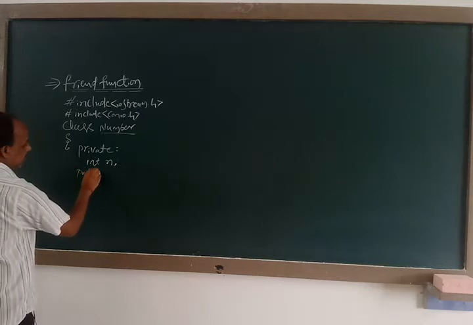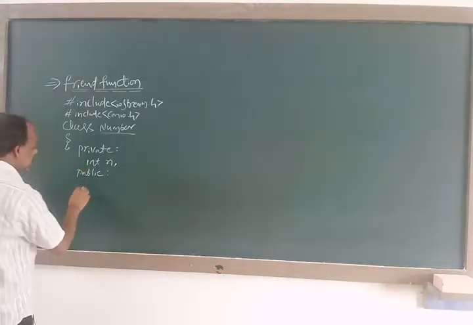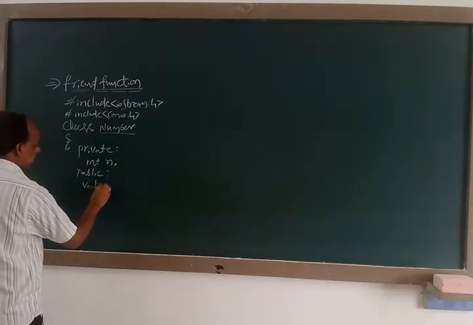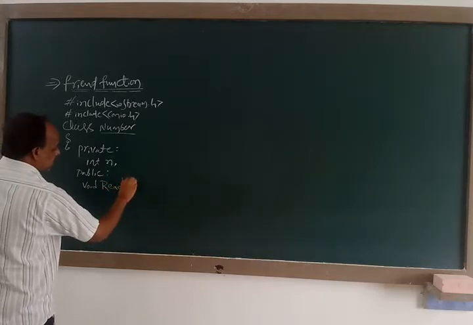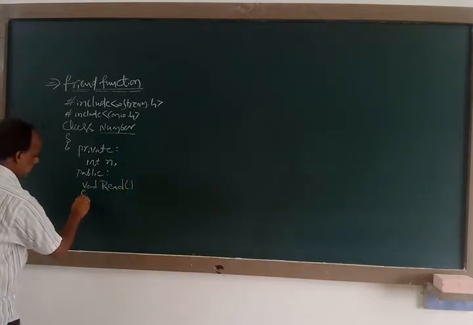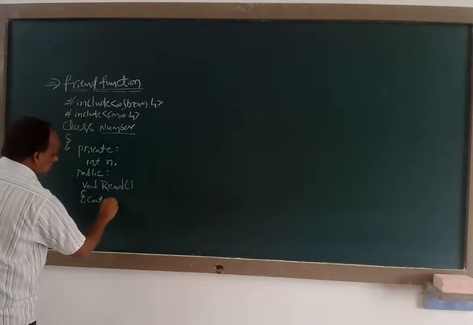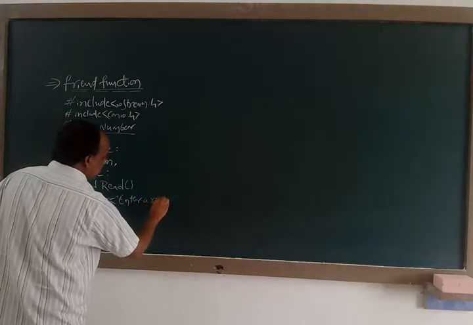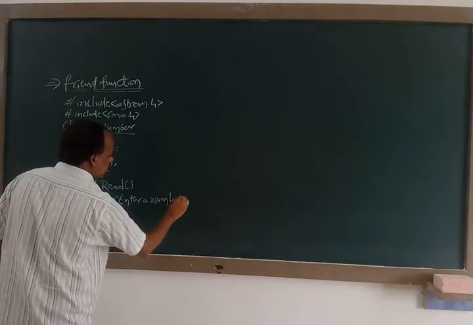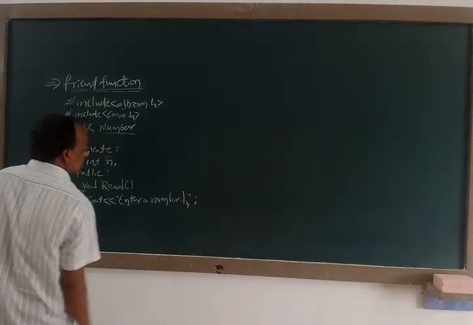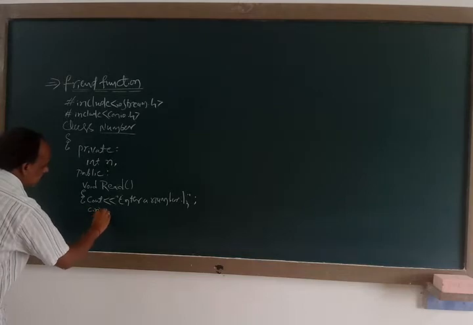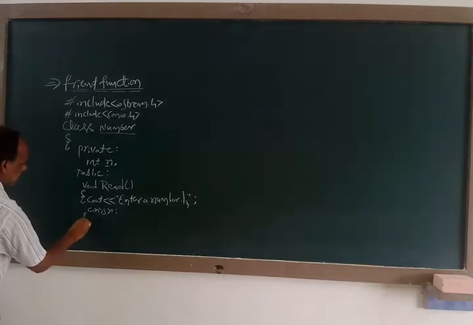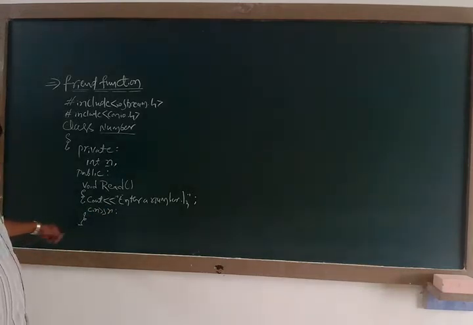In public, I am going to declare one class member function, that is not a friend function, just one member function, void read function, because it is to accept a number. Enter a number, cin a, stored in n, close it. Okay, now I am going to declare the friend function, right?